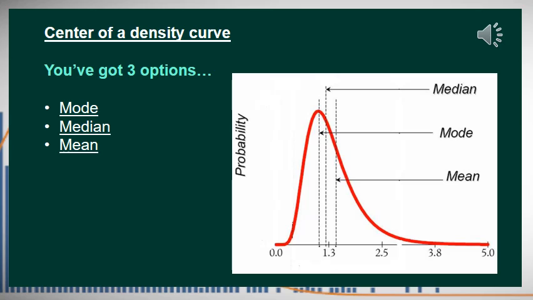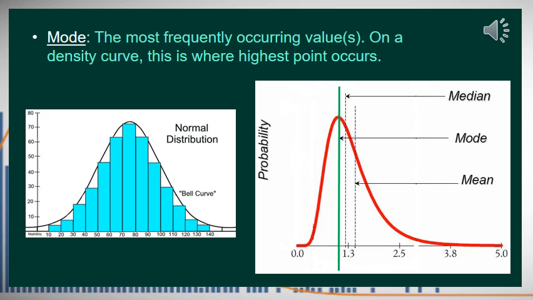For the center, you have three options, the three M's: the mode, the median, and the mean. These are three ways to look at the center of a distribution. We'll see each one of them.